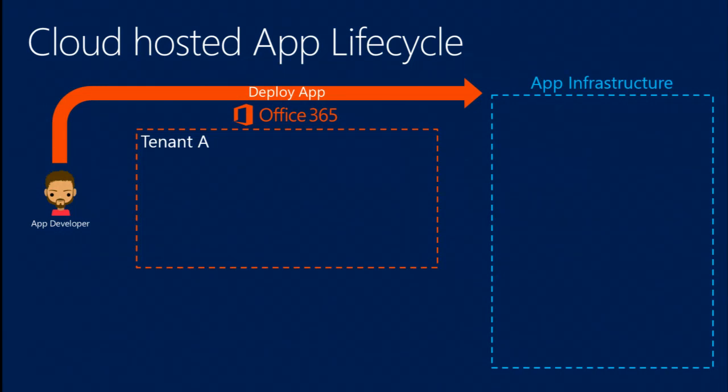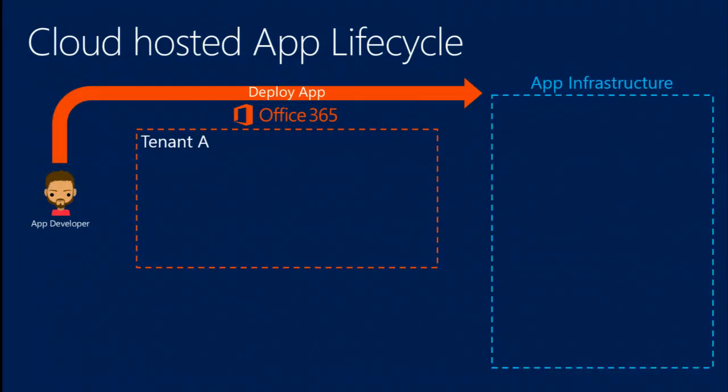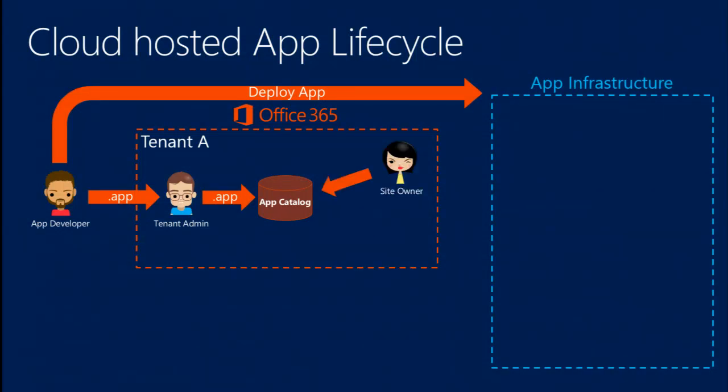Me as the developer, I'm going to go ahead and deploy the app to my infrastructure. So just as Nathan showed, he deploys the app to his infrastructure, and now it goes up there. Again, that infrastructure could be anything. He chose Windows Azure, could be any one of these other solutions. I've deployed my app, and I've made it available to the store. Tenant admin, I give him my .app file. He goes ahead and uploads it. He uploads it to the app catalog, which we actually showed you in the beginning. Site owner then opens up that app catalog, installs the application.